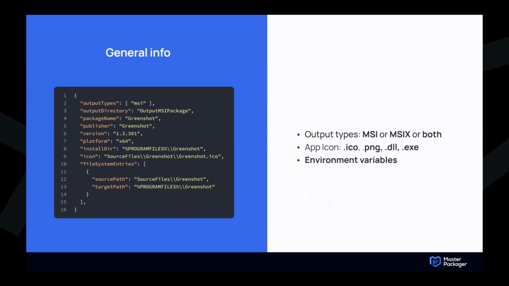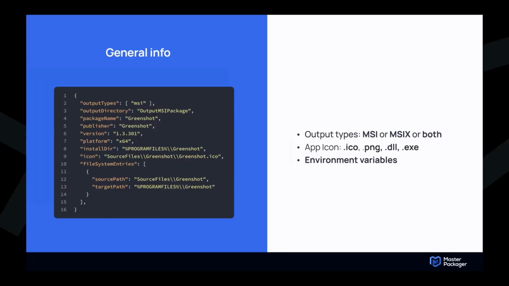So let's build the JSON file, right? We start with the general information. Again, output type, specify MSI or MSIX or both. You have output directory, package name, publisher, all that information that every developer will know. And when it comes to source files, you just specify where the source path is and the target path where you want to install it. To make things even easier, we utilize Windows environment variables.